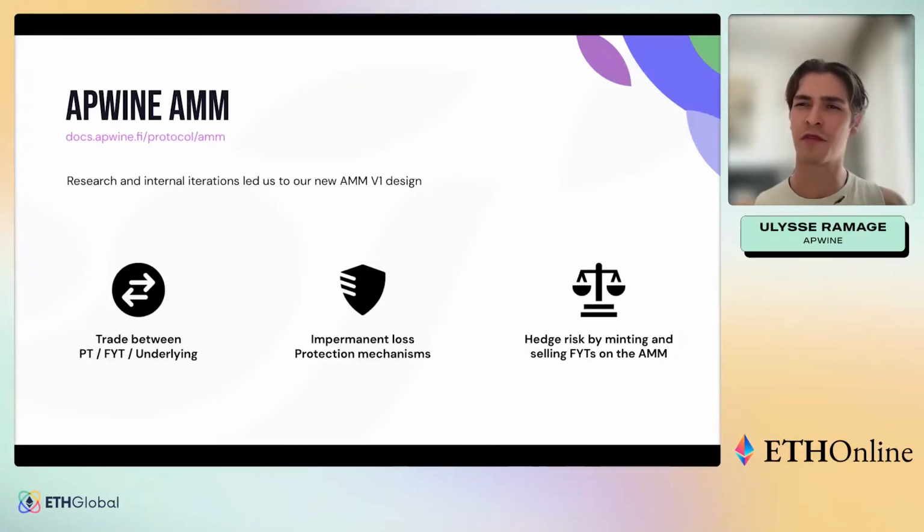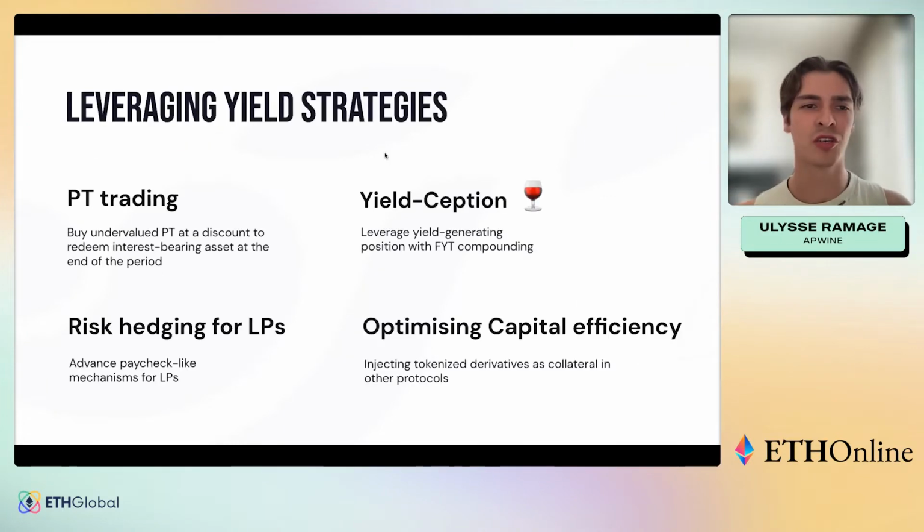So there are a lot of strategies. Some of them I've already mentioned, like PT trading: buy PT at a discount, wait till the expiry of the period, and get your yield at a fixed rate. Another fun one is the yieldception. So basically sell your yield in advance and then reinvest it to sell it, as long as it's profitable. You can do this kind of loop.